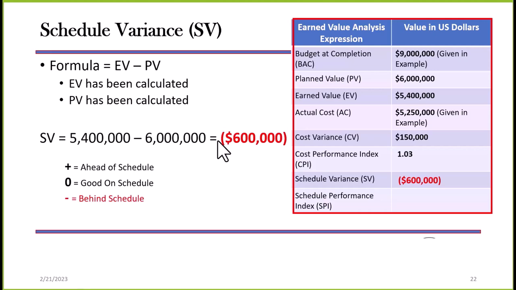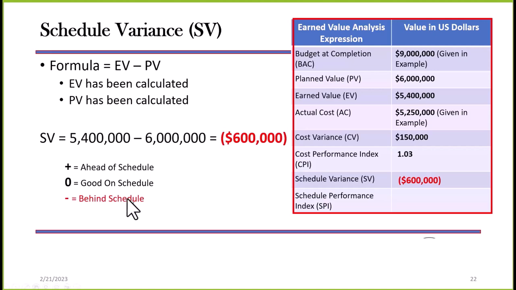A plus number would mean ahead of schedule. A 0 would be on schedule. And a negative number says we're behind schedule. As we plug these numbers in here, we know that we are actually behind schedule with this project.